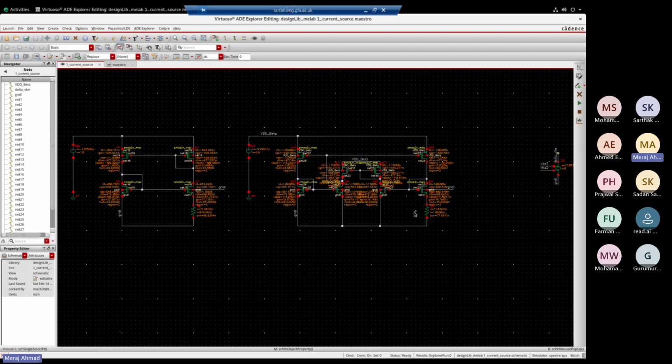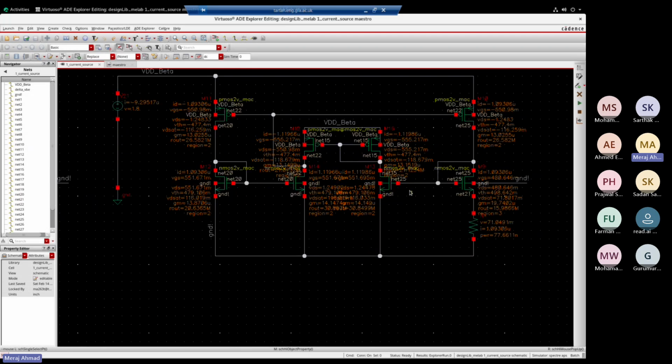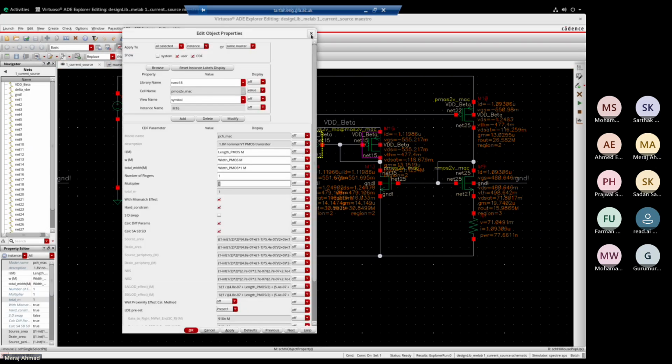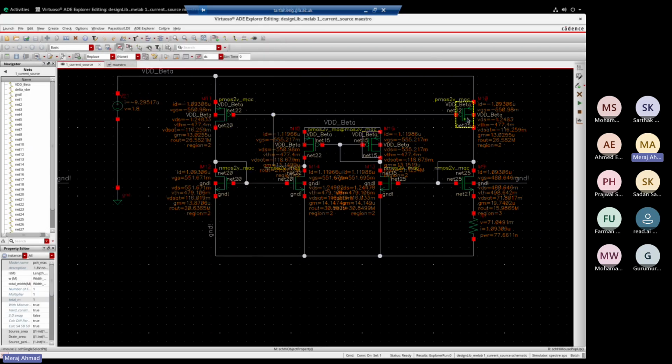So the tail current has been removed, and this is your differential pair, and the size of this will be exactly similar to the unit elements. All this PMOS are same size, and this NMOS are same except this last one.